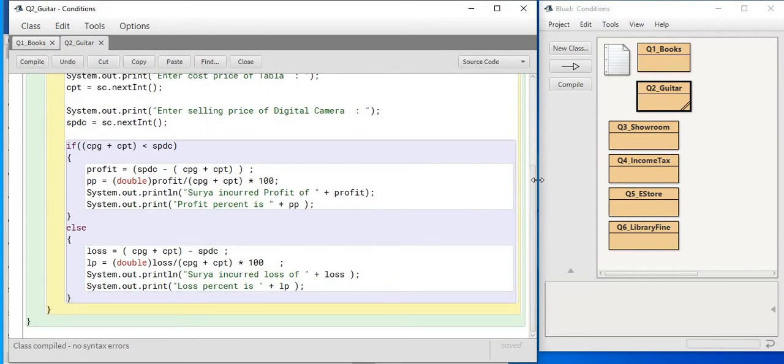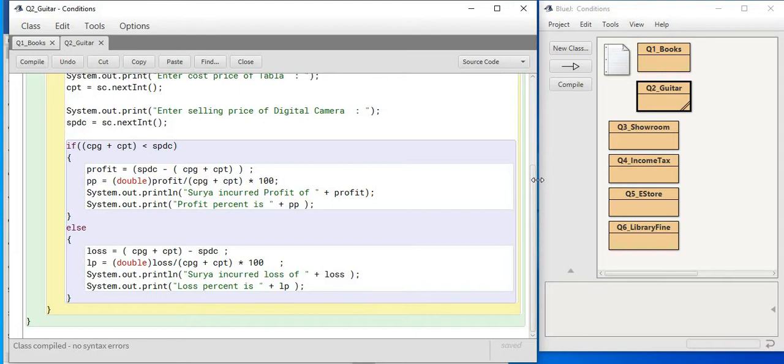Now, if the total cost price, that means CPG plus CPT, is less than the selling price, what will that mean? That the person is going through profit because the selling price is more and the cost price is less. How will you calculate the profit? This much you should be able to do. Profit percentage. Now you see profit is an integer taken, and CPG, CPT, they all are integers.